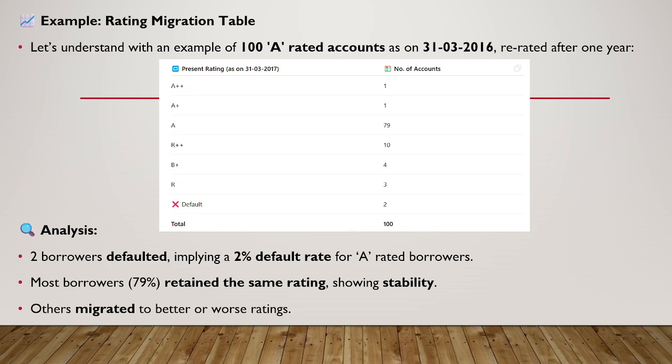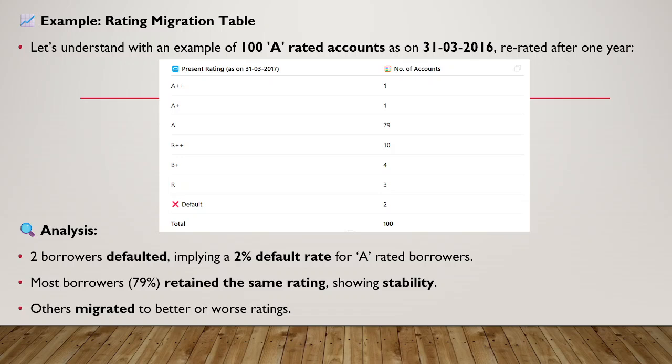Let's look at a simple scenario. Suppose we have 100 borrowers who were all rated on March 31, 2016. We rate these accounts again on March 31, 2017. Here's what we find. One borrower is now rated A++. One is rated A+. 79 remain at A. 10 have moved to A-. 4 to B+. 3 to B. And 2 accounts have defaulted. This table represents the rating migration for these 100 rated borrowers.